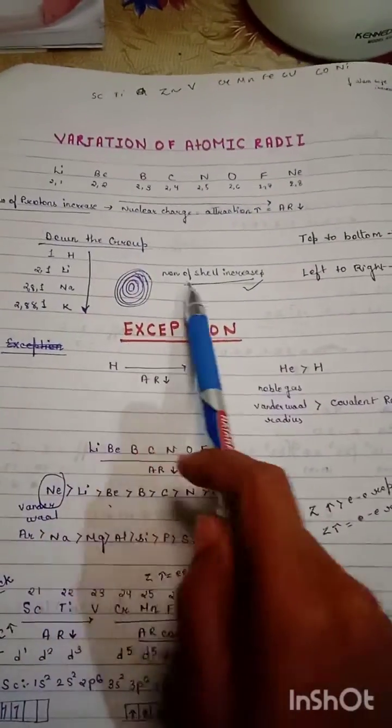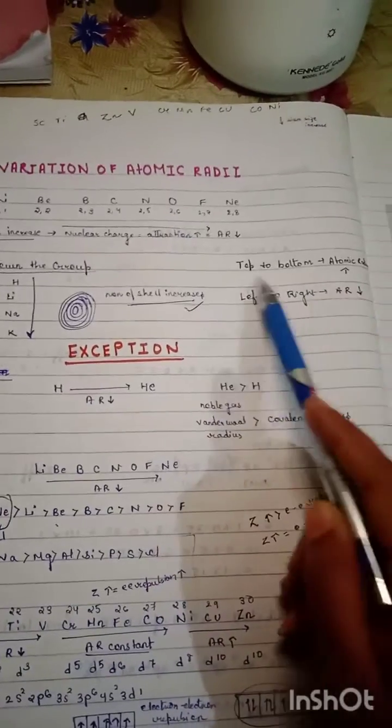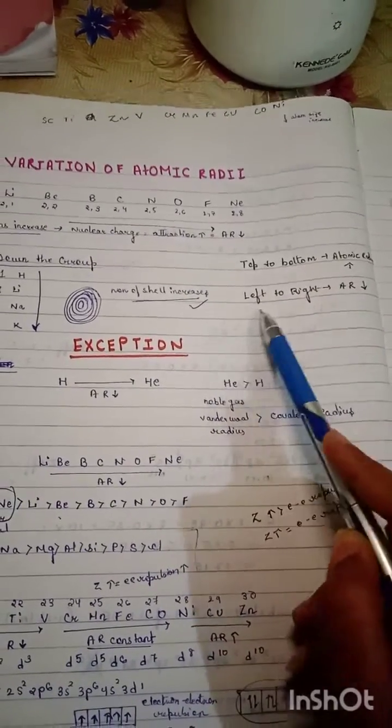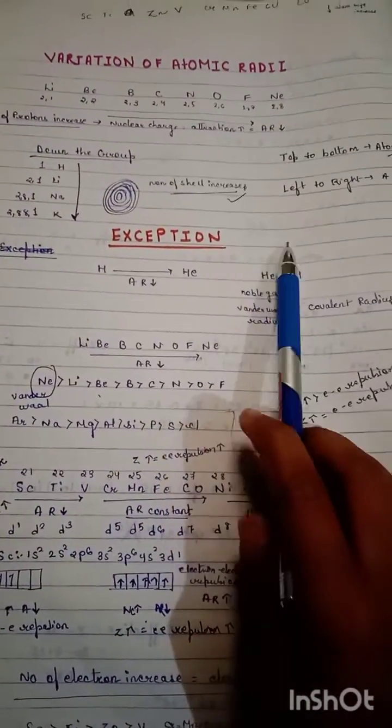But down the group the number of shells increases, so down the group atomic radius increases. But this is the general case. From top to bottom atomic radius increases, left to right atomic radius decreases. But there are some exceptions. Now see, there are some exceptions in chemistry.